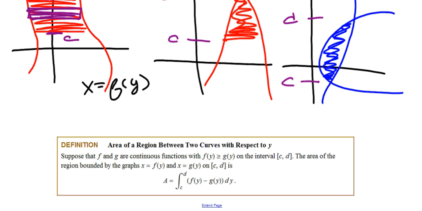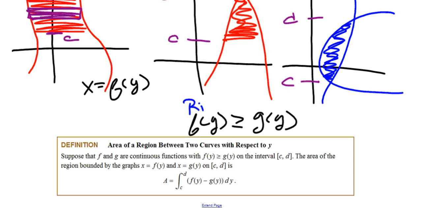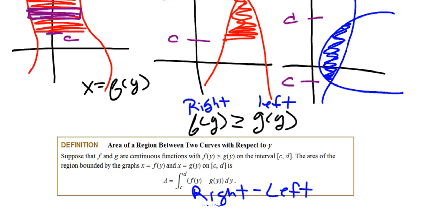So we have here that f of y is the greater function than the g of y, or you can think of it as the right function and the left function. So now we're always going to be doing right minus the left when we set up our integration. And we're going to be going from the interval C to D. So we always have a lower and upper bound still. So let's go ahead and try a couple of examples of this.